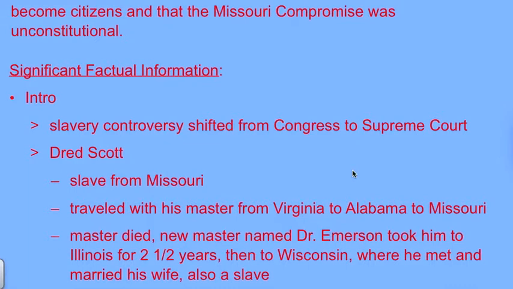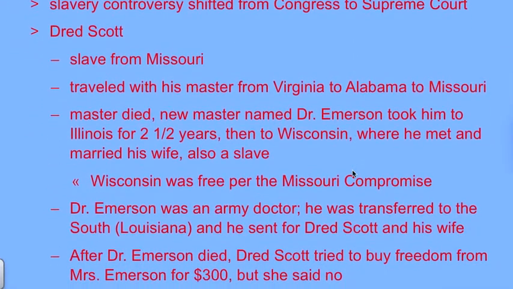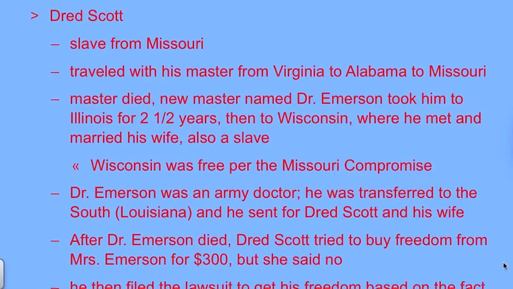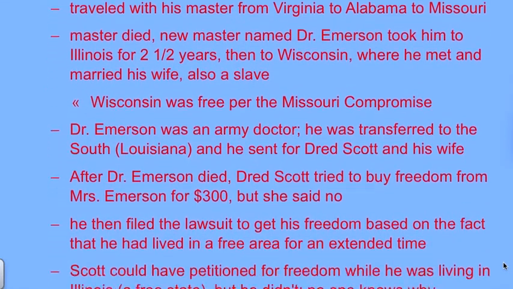I'm going to give you lots of information about Dred Scott. That's kind of background information to make it interesting. You do not need to write all of this down, but just so that you'll know who he is and some of the explanations behind him. He was a slave from Missouri who traveled with his master from Virginia to Alabama to Missouri. When his master died, he got a new master whose name was Dr. Emerson. And Dr. Emerson took him to Illinois for about 2.5 years and then to Wisconsin.